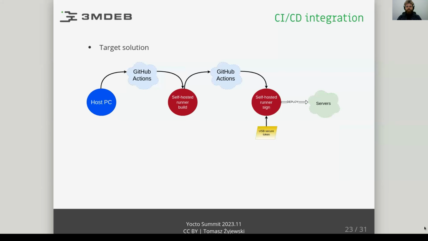If you would like to also have an additional step to sign the bootloader and the UEFI Secure Boot needed components, we just need to add another step, which would sign the components also on the self-hosted runner. Here's also an additional point of using some USB secure token, because it is important to have those private keys used for signing in some secure place, which could be, for example, some kind of USB token that would need to be physically connected to the PC on which that runner is running, and then use the keys stored there to sign our components and at the end deploy them on servers.